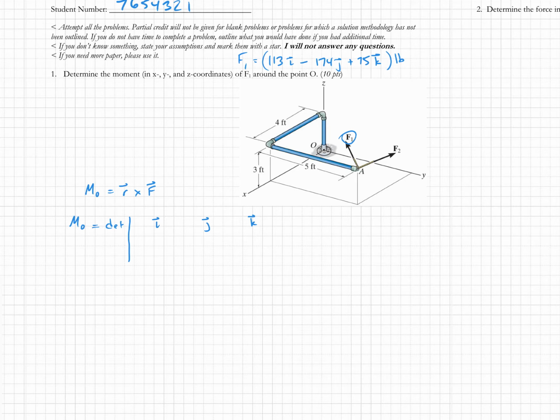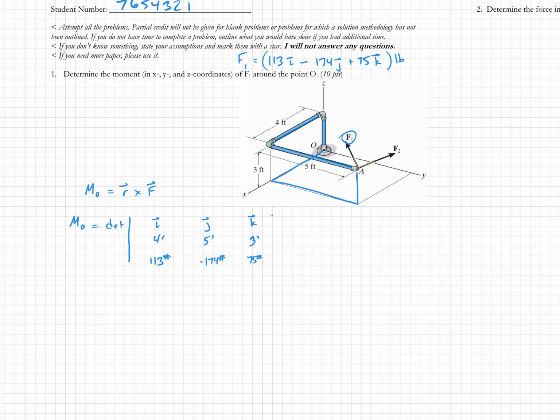So the R vector in this case is in the X direction, we're going 4 feet. In the Y direction, we are going, that looks like 5 feet. And in the Z direction, we are going 3 feet. Okay? And then my force in this case is 113 pounds, negative 174 pounds, and 75 pounds.